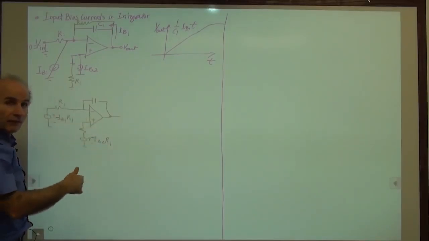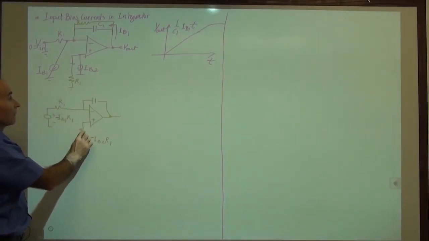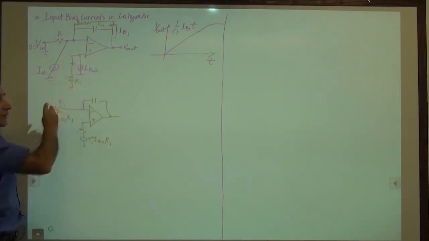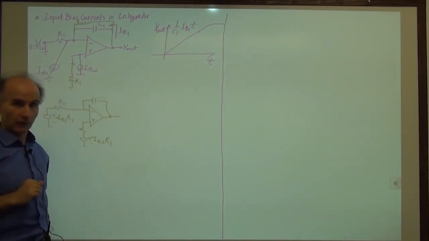But to alleviate the effects of the input bias currents, we also practice this method of inserting a resistor in series with the non-inverting input of the op-amp before we connect it to ground.